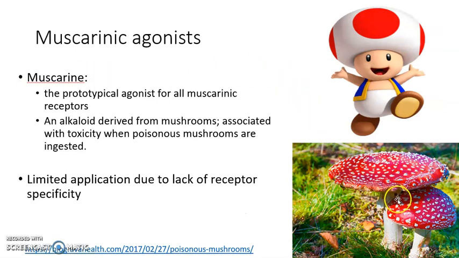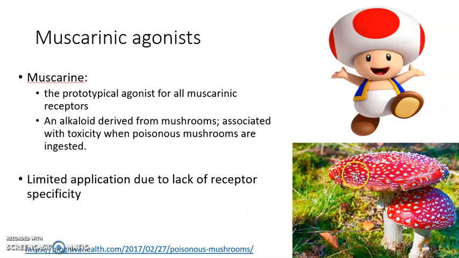Whereas the muscarinic agonist, okay, this is another group or subgroup in the cholinergic agonist class of drugs, or big class of drugs, because this is a class on its own, you could say. So muscarinic agonists, we have muscarine, which is the prototype agonist for all muscarinic receptors, and muscarine is an alkaloid derived from mushrooms.